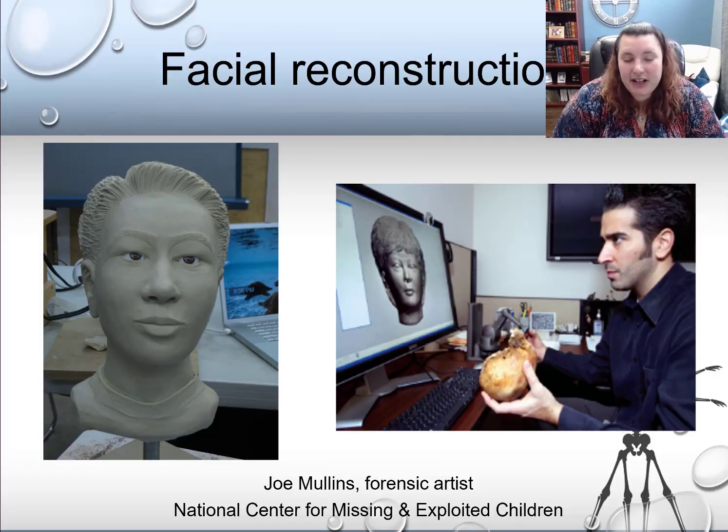Here's the facial reconstruction that our instructor did, following the exact same guidelines. And here's a photograph of Joe Mullins. In this photograph, he's working on the newest version of facial reconstruction, in which instead of creating a physical clay model, reconstructionists will actually use a clay model on the computer. And that provides a much more versatile image that can be age progressed more easily.